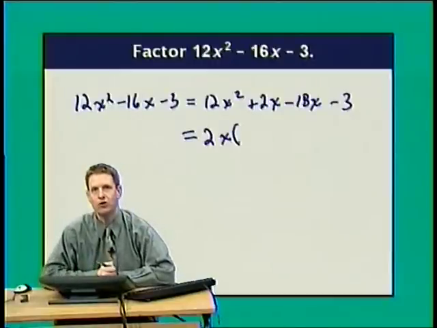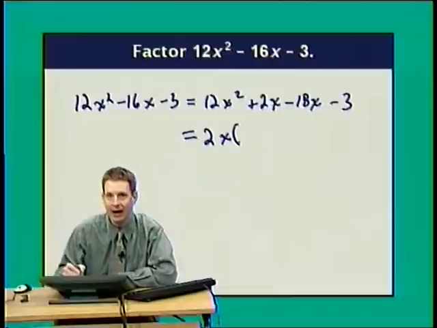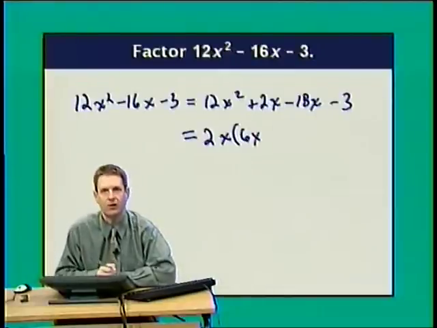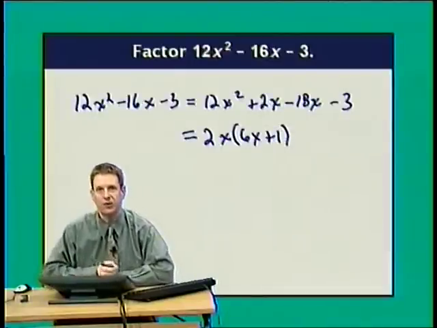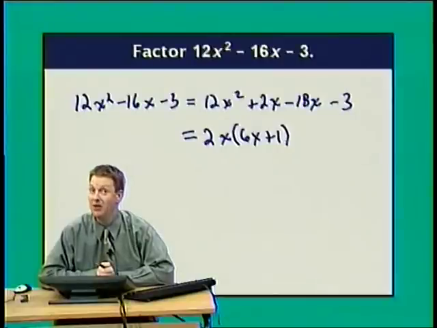And when I factor 2x out, what do I leave behind? I leave behind 6x from the first term, and I need to leave behind a placeholder of 1 so that when I distribute 2x through the parentheses, I do indeed get my plus 2x factor.